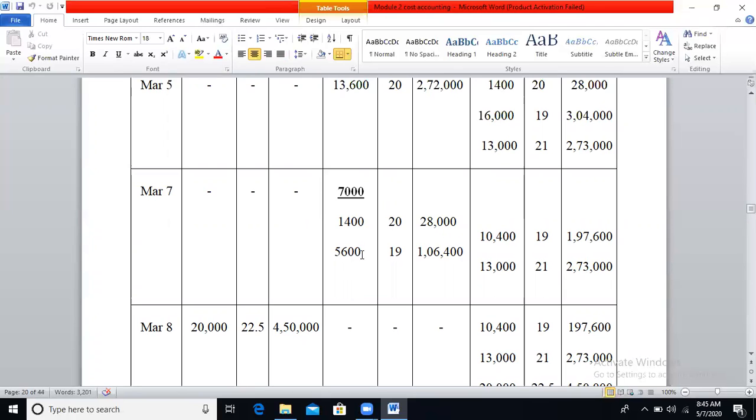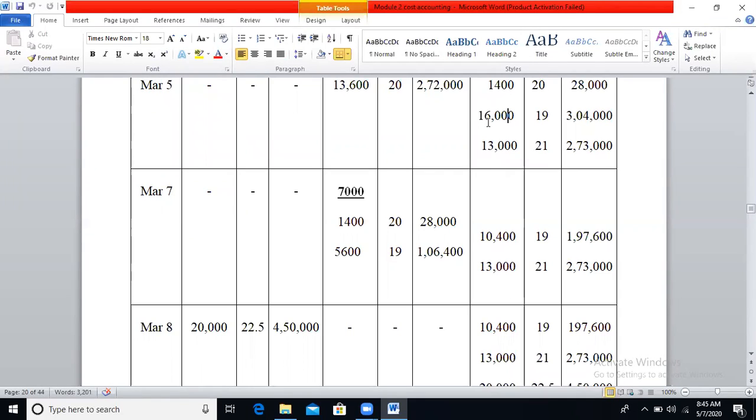Still, I want 5,600 units to be issued to the production department. That will be considered from the next balance in the balance column, because all the units under this will be over. So you will consider the next balance. Out of 16,000, the required issue quantity will be 5,600. So you will consider 19 rupees. 5,600 into 19, you will get 1,06,400.